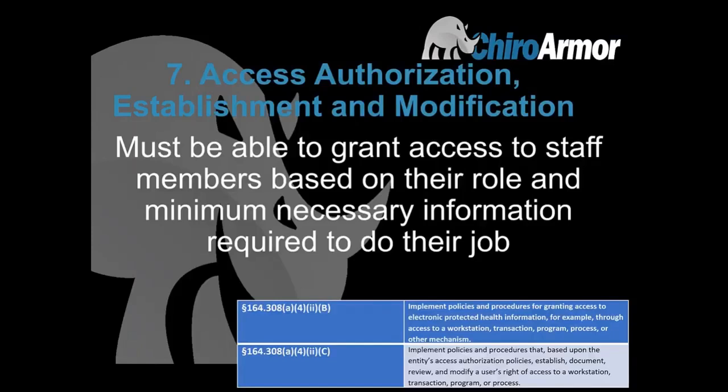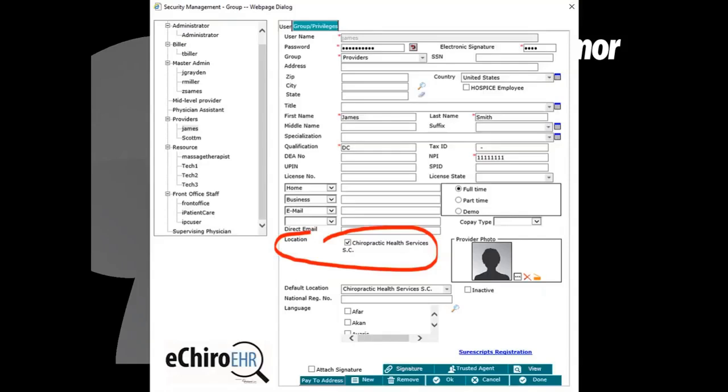So let's talk about access authorization, establishment, and modification. We must be able to grant access to staff members based on their role and the minimum necessary information required to do their job. We've mentioned this a couple of times already, and your system needs to be able to do this. You need to be able to select the specific locations.